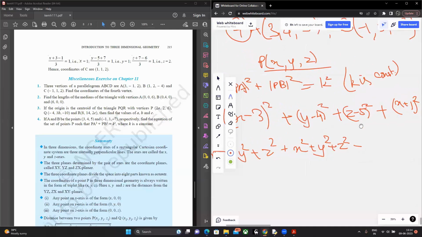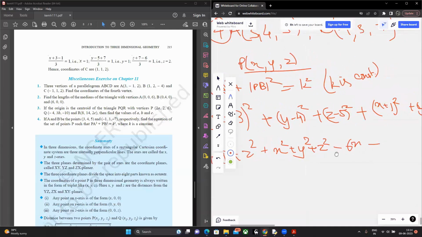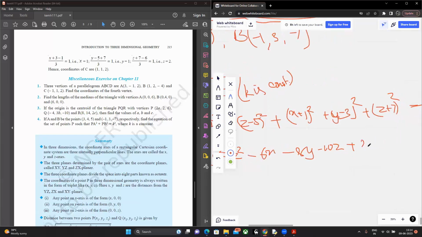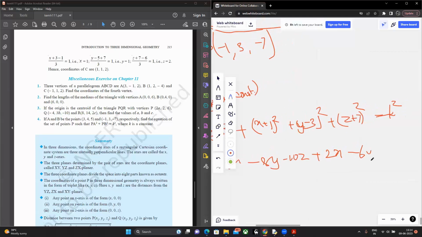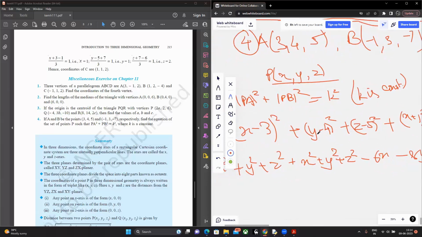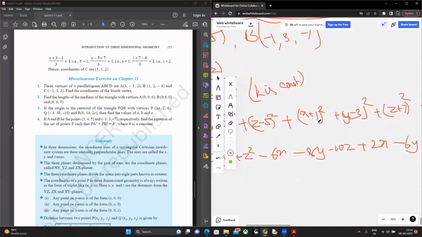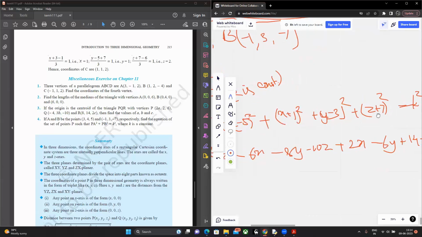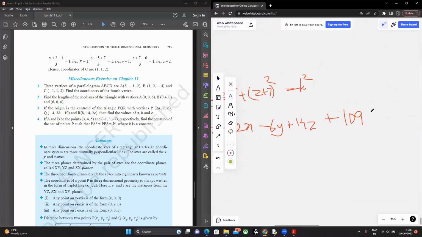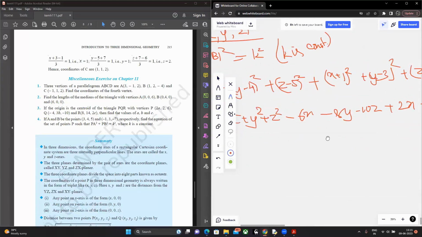This minus, this is going to be 6x minus 8y minus 10z, right? Plus 2x minus 6y plus 14z. This plus this is going to be what? 9 plus 16 plus 25, that is going to be 50. And this is 1 plus 9, that is 10, plus 49, right? That is 59. So since this is 50 and this is 59, I can directly write this as plus 109 is going to be equal to k squared, right?